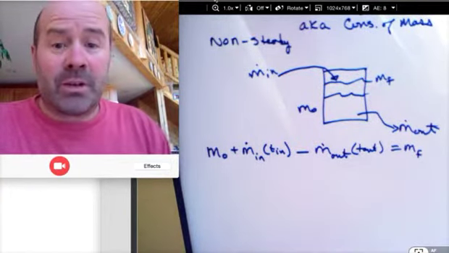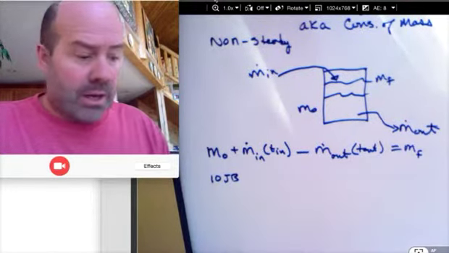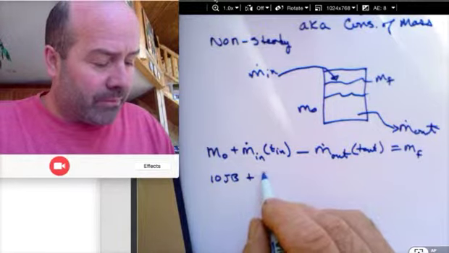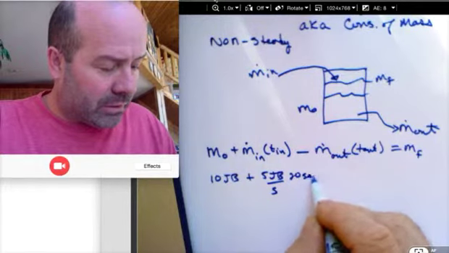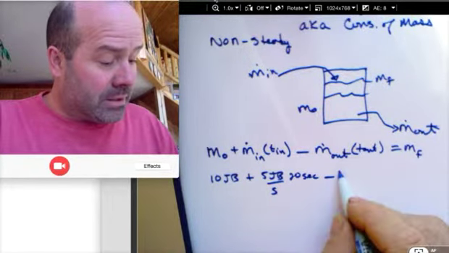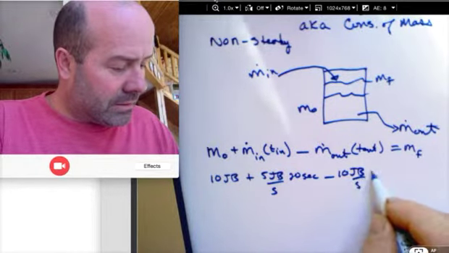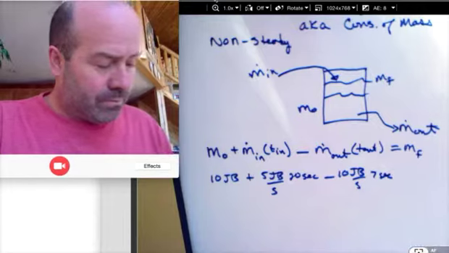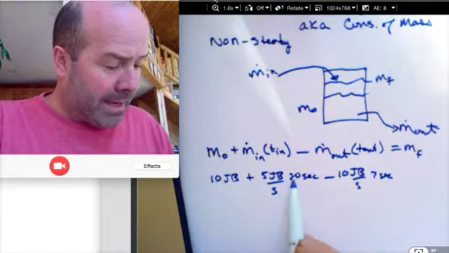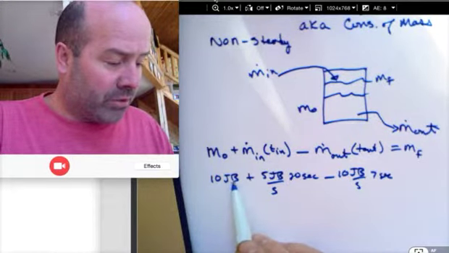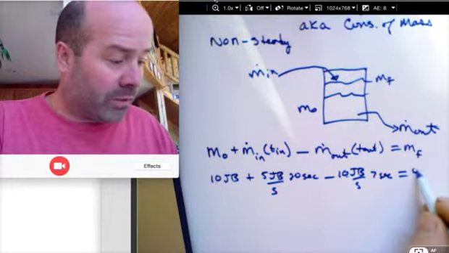Let's think of this in terms of jelly beans. Let's say that I started with 10 jelly beans. And then I had 5 jelly beans come in, 5 jelly beans per second for 20 seconds. And then I ate 10 jelly beans per second for 7 seconds. Let's see. 10 jelly beans in my jar, add 100, now I have 110 jelly beans. Eat 70. How many do I have? 40 jelly beans.